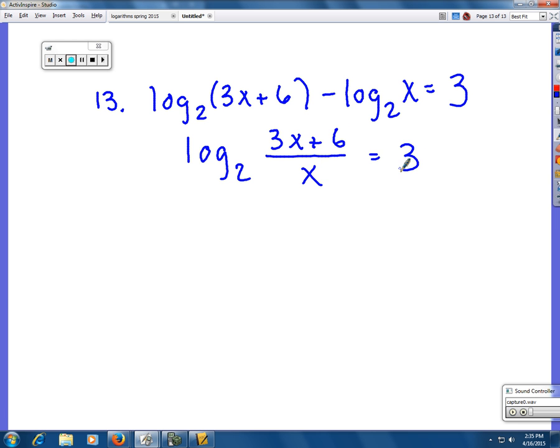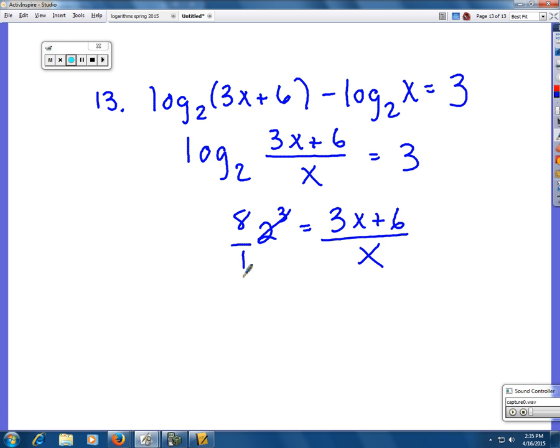Now, I also did a problem similar to this on page 8 of your foldable, except that one was a log equals log, and you drop the logs. This one is going to be convert because I don't have a log on this side. So it's going to be 2 to the 3rd power is equal to this. So 2^3 equals (3x plus 6) over x. And I know 2 to the 3rd power is actually equal to 8.